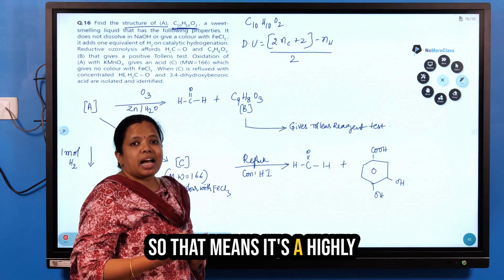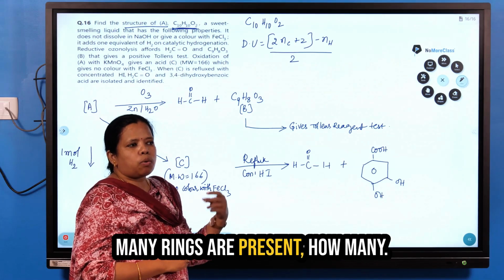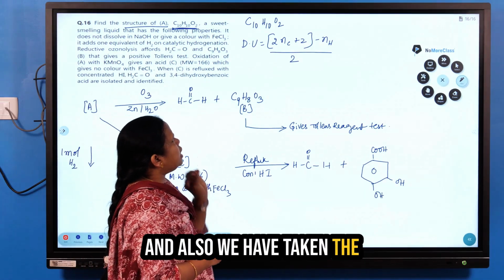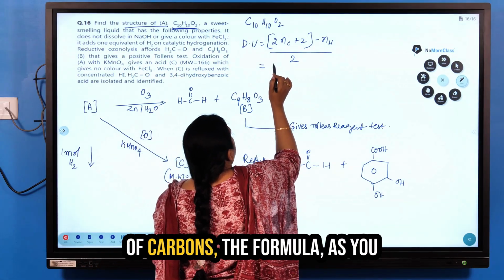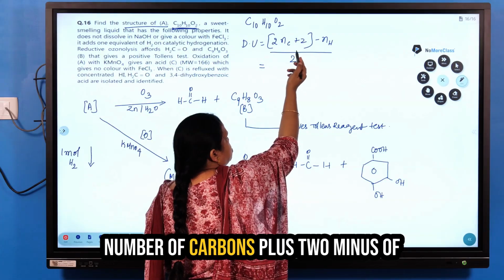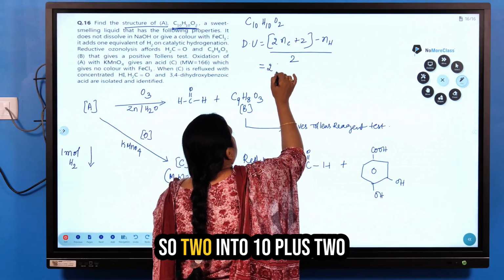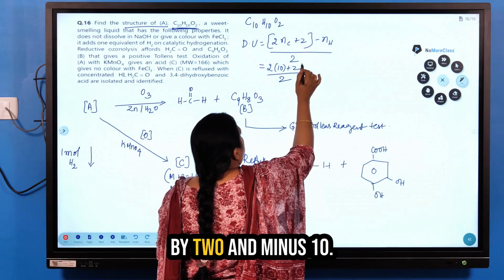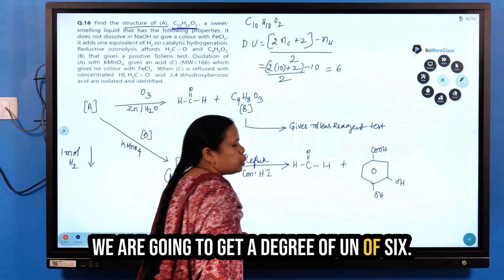C₁₀H₁₀O₂. So that means it's a highly unsaturated compound. We need to understand how many rings and how many double bonds are present. So we take the degree of unsaturation. The formula, as you already know, is 2 times the number of carbons plus 2 minus the number of hydrogens, divided by 2. So 2 into 10 plus 2, minus 10, divided by 2. We get a degree of unsaturation of 6.